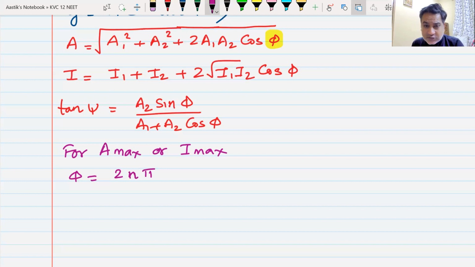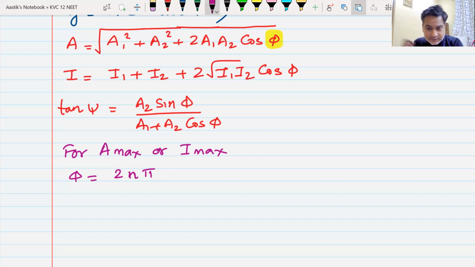If you put n as 0, you will get 0. If you put n as 1, you will get 2 pi. If you put n as 3, you will get 6 pi. If you put n as 4, you will get 8 pi. Do we understand this? Yes or no?